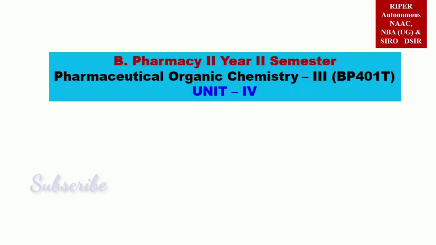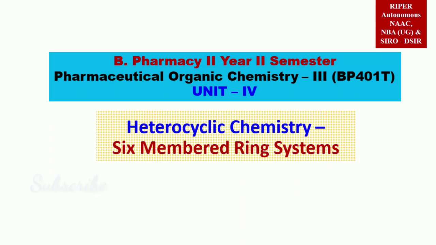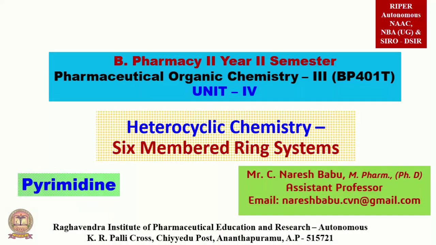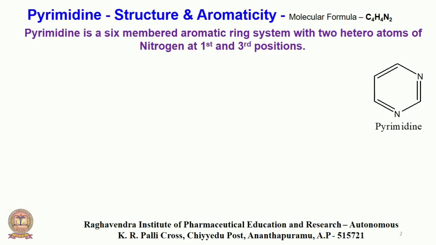Hi, in this video, I am going to discuss B.Pharmacy second year, second semester Pharmaceutical Organic Chemistry 3, Unit 4, Heterocyclic Compounds, 6-membered ring systems, pyrimidine. In the previous video, I covered pyridine. Now in this video, I am discussing pyrimidine, its aromaticity, structure, methods of preparation, chemical reactions, and some derivatives. So let us come to the structure of pyrimidine and its aromaticity.